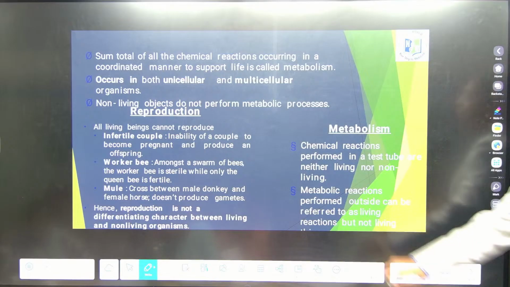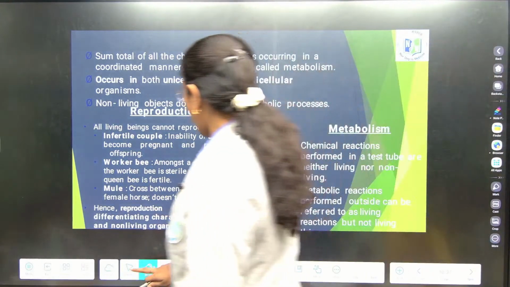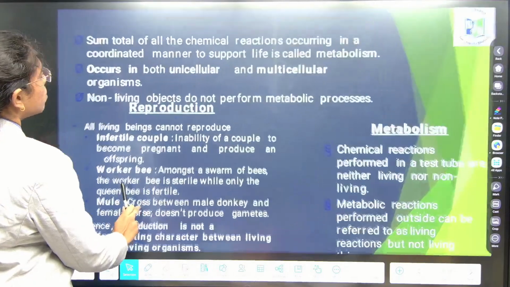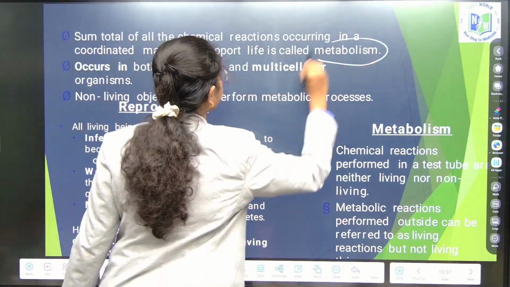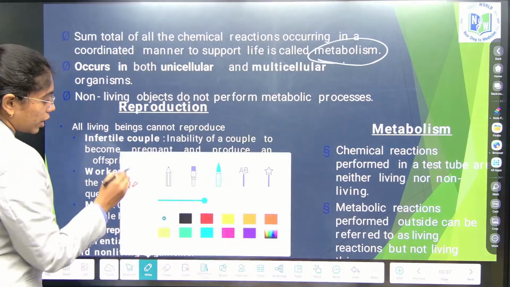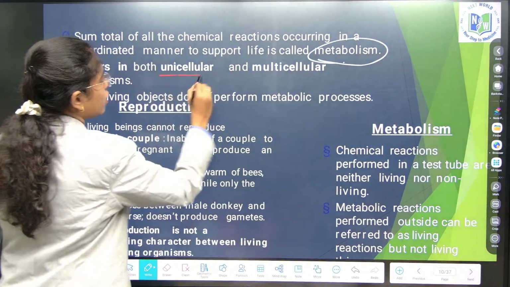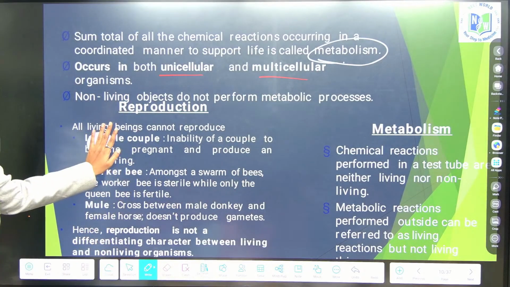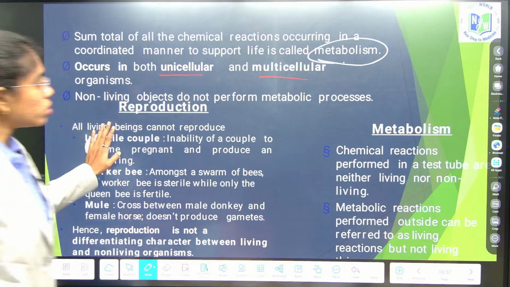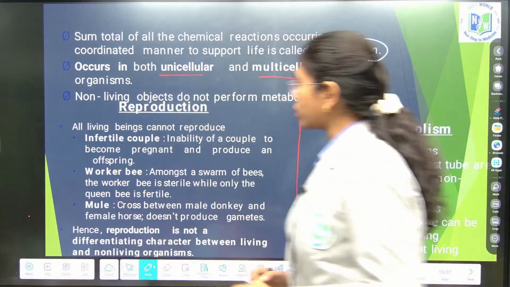Living cell. Sum total of all reactions occurring inside a living organism in a coordinated manner is known as metabolism. This occurs both in unicellular and multicellular organisms. Non-living objects do not perform any metabolic processes. Now you see few differences between reproduction and metabolism.